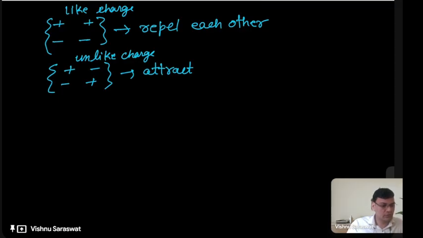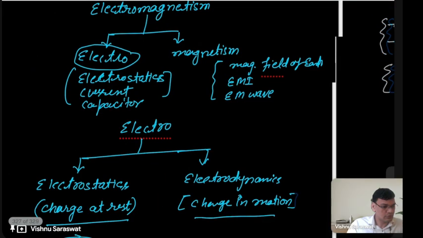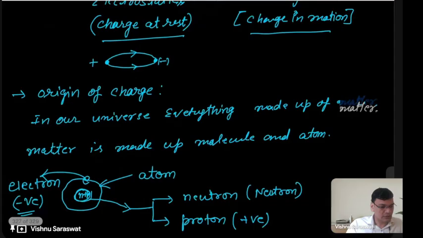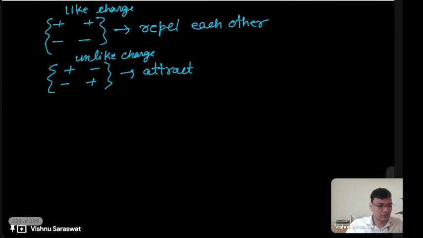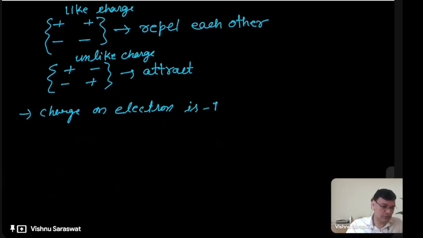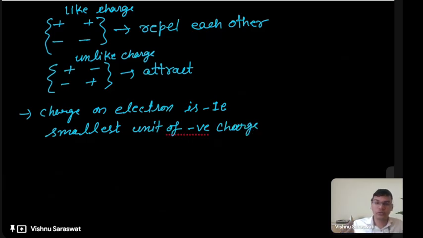As I already told you, the charge on an electron is minus 1 electron, and this is the smallest unit of negative charge, and the symbol is electron minus.